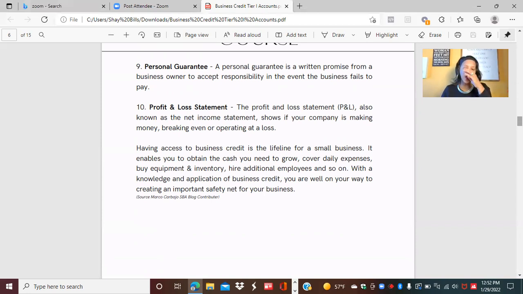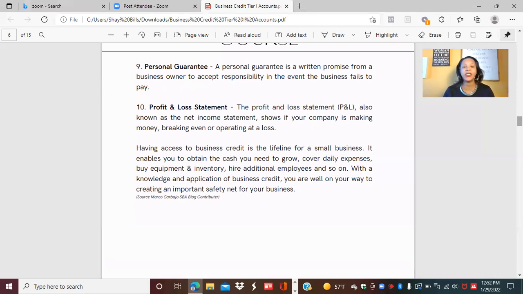And then last, profit and loss statement. This is huge. Even for those of you that may not have a business, you know about profit and loss statements, okay? It's just simply a profit and loss, or P&L, known as the net income statement. It shows if your company is making money, breaking even, or operating at a loss. It shows you if you are making money, if you're breaking even, or if you're in a hole.